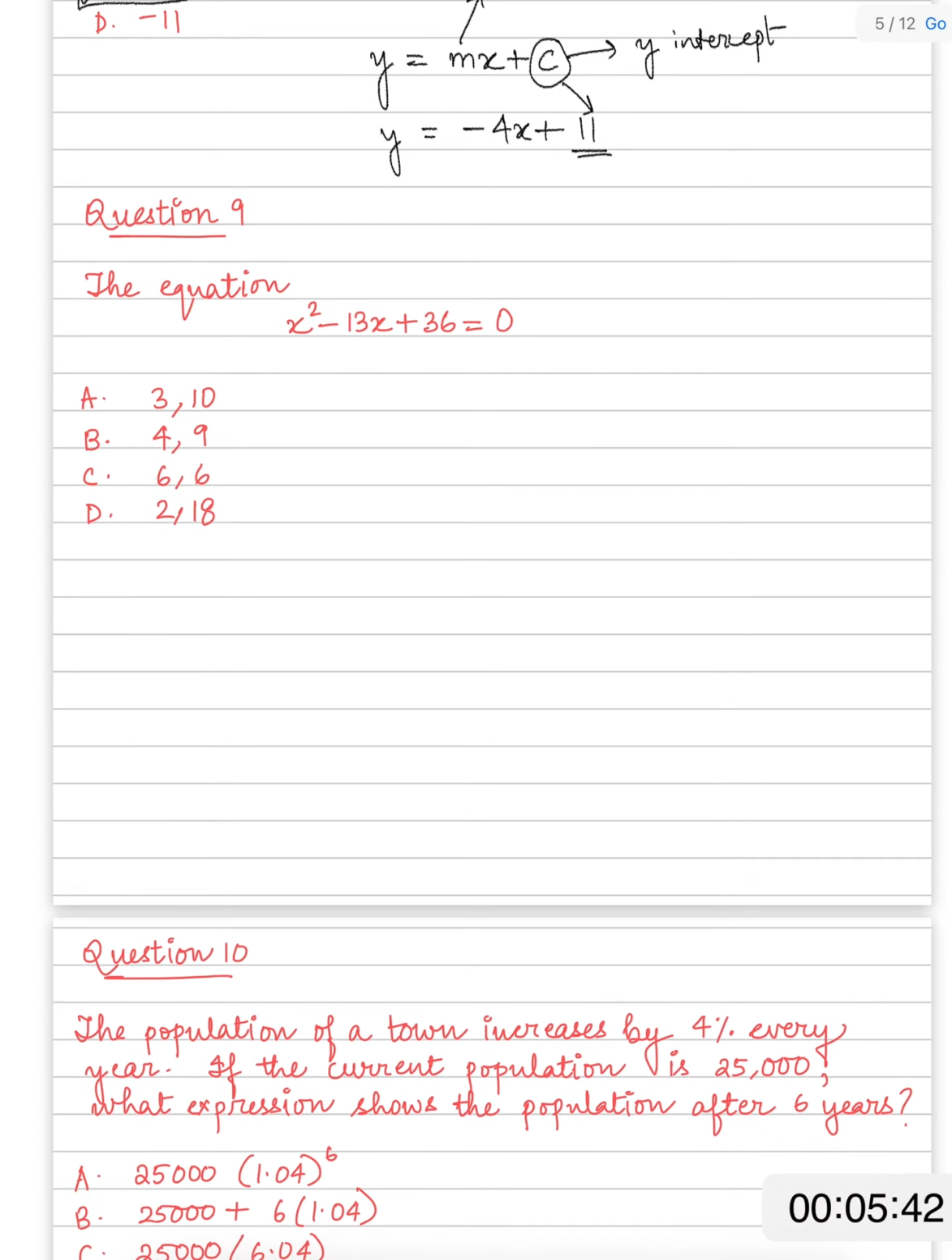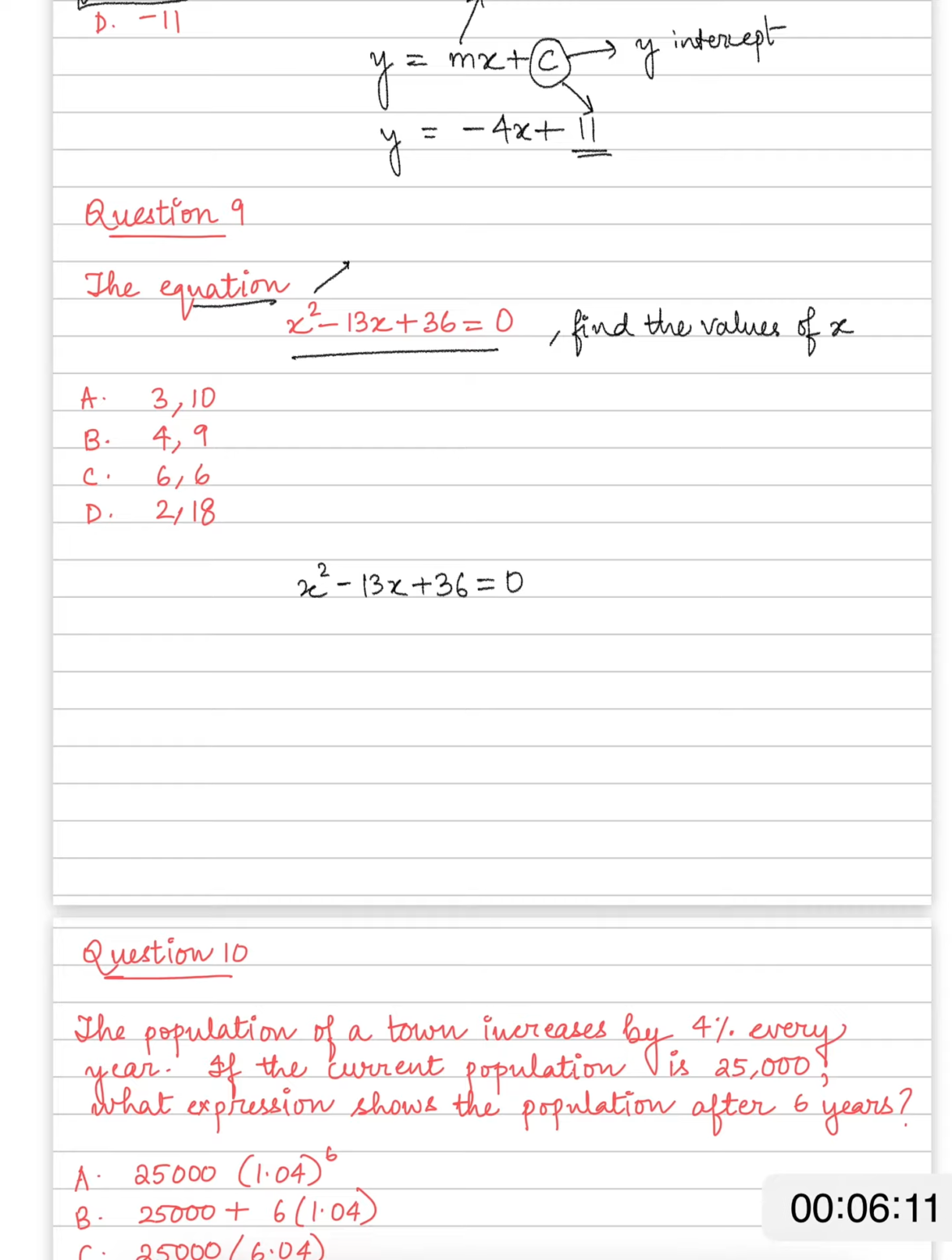Now for 9. We need to find that for this equation, what are the values of x over here. Okay, this is a bit incomplete. For this equation, we need to actually find the values of x. So this is a quadratic equation. X square minus 13x plus 36 equal to 0.